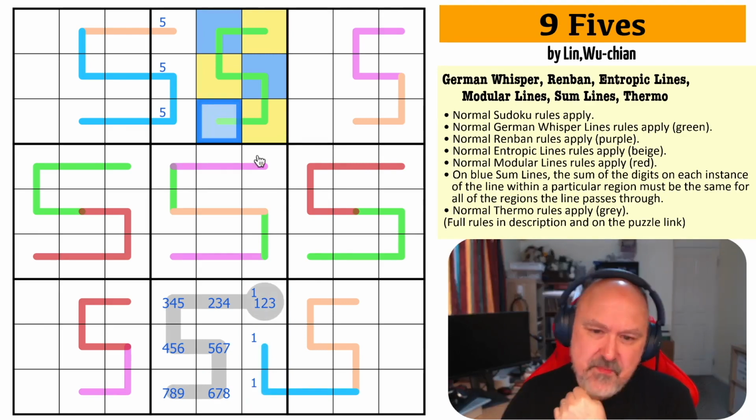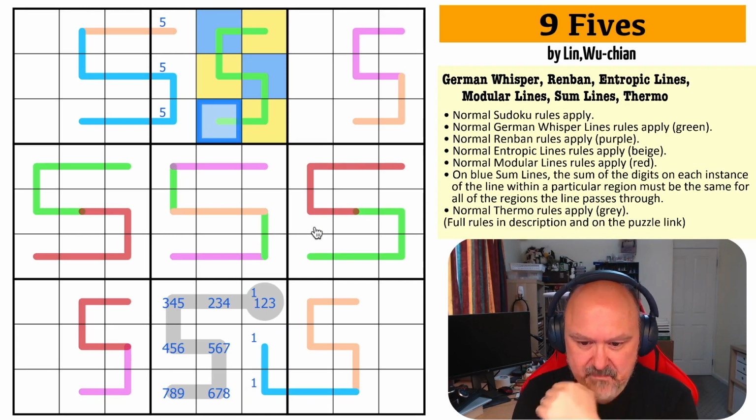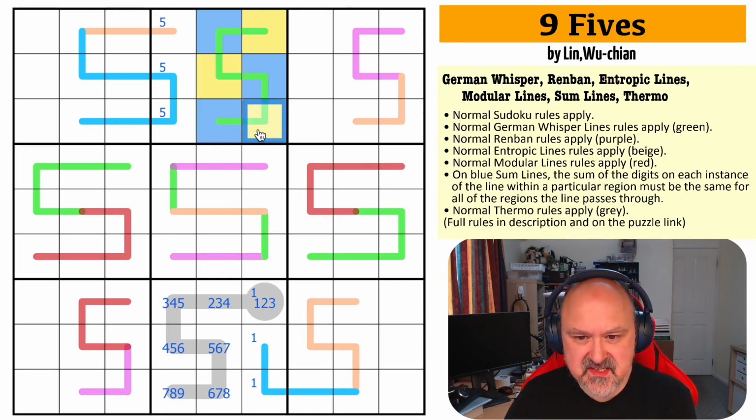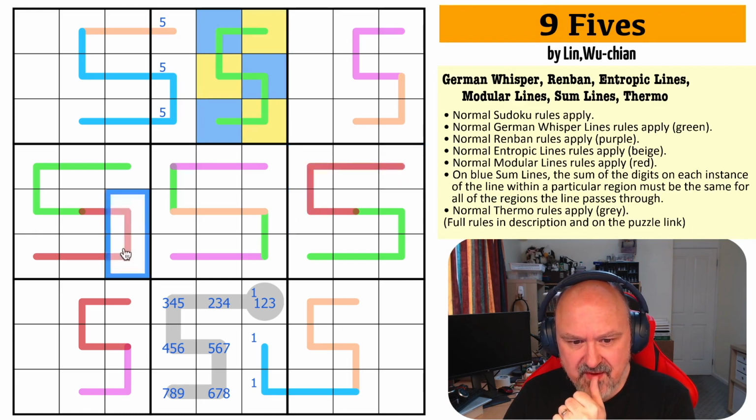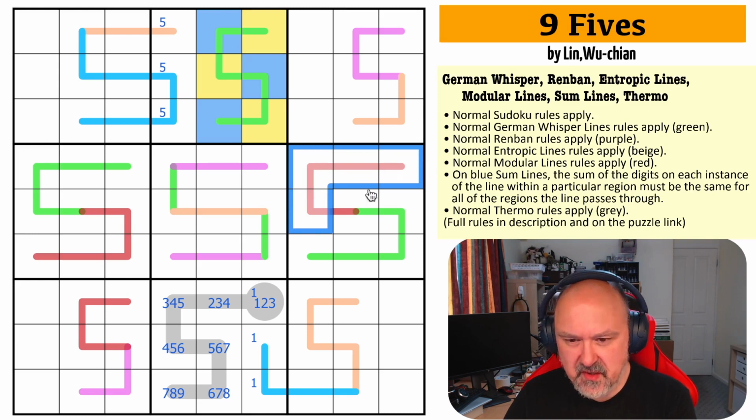So this could never be 6 because the only digit that can go next to 6 on a whisper line is 1. So I can't put 6 there. So 6 can never go in any of those, but it could go there or in one of those. 5 is in one of those 4. 5 on a modular line.